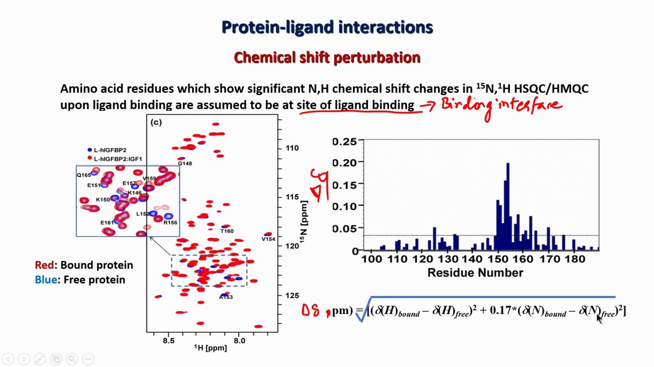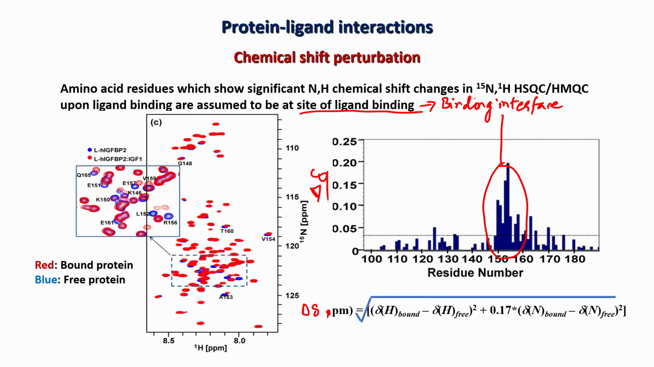So, the scaling down is done and then added to this, and then you use the square root to calculate the final delta delta, and that is what is plotted here in this graph. You can see that the residues between 150 to 160, this portion, seem to be changing a lot. It is beyond the threshold, threshold meaning the standard deviation. So, therefore, I can say that this is my binding interface.